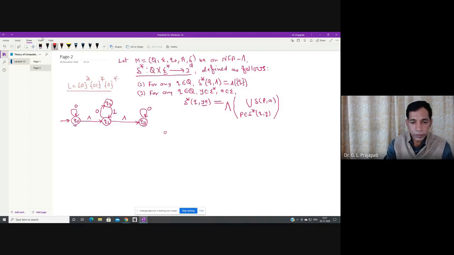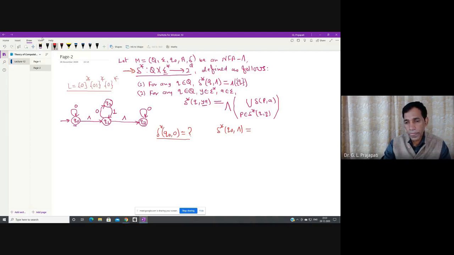You are at the state q0 and you are given the string 0. So you need to compute delta star (q0, 0), and we need to know what are the states where your machine can reach. So how can you compute delta star (q0, 0)? You can use the definition of delta star here. First you need to know whenever you are at q0 and you have the null string, where you can go. You need to compute delta star (q0, null).